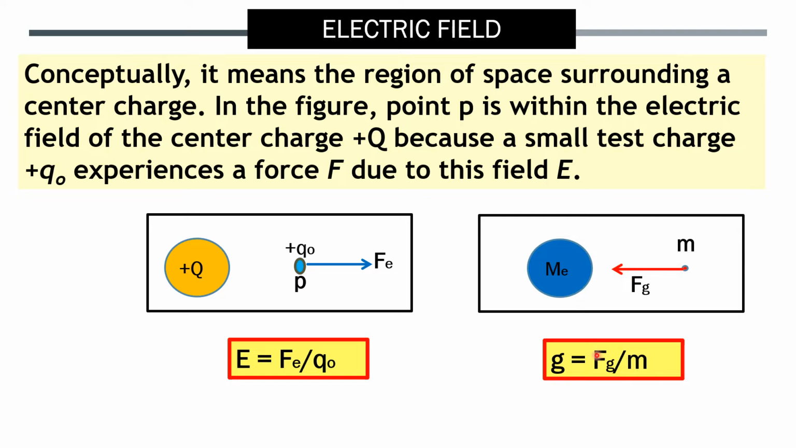And if you get the amount of force experienced by this small mass m divided by that value of small m, then we are defining what we call the acceleration due to gravity of the Earth. But in this context, small g here is known as the gravitational field strength of the Earth. All right, so there is a parallelism between gravitational field strength and electric field, also known as electric field strength.